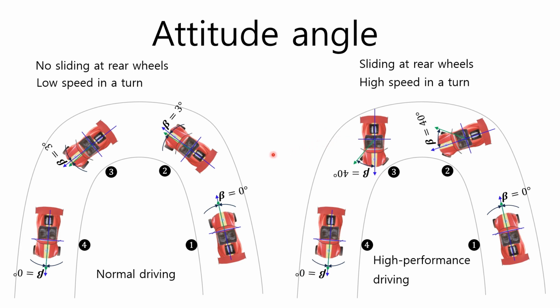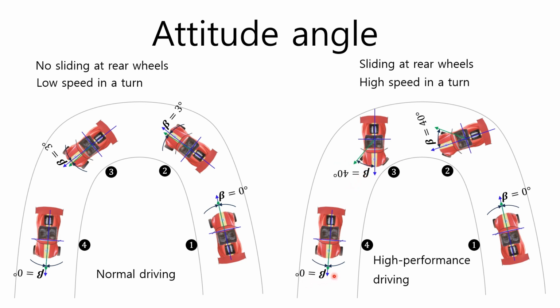In normal driving, the attitude angle starts at zero before entering a sharp turn, is maintained at approximately 3 degrees counterclockwise during the sharp turn, and becomes zero again after passing the sharp turn. In high-performance driving, the attitude angle starts at zero before entering a sharp turn, is maintained at approximately 40 degrees clockwise during the sharp turn, and becomes zero again after passing the sharp turn.